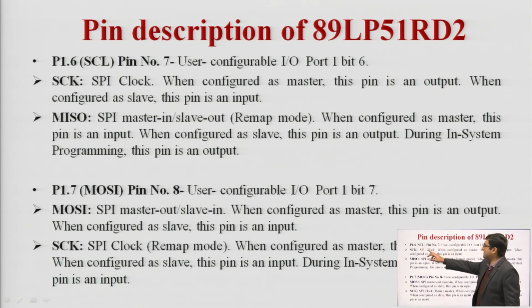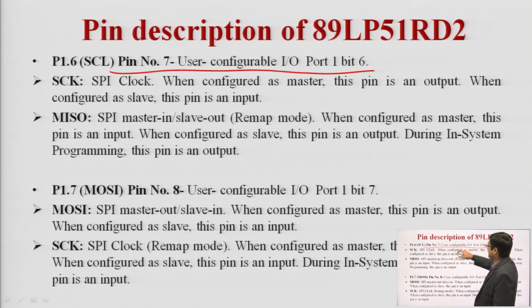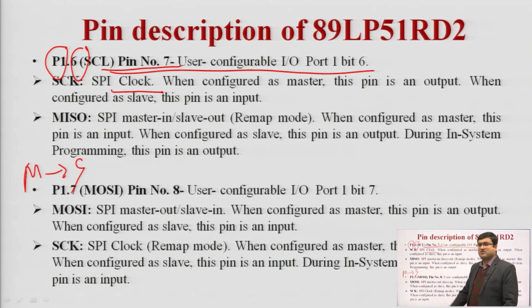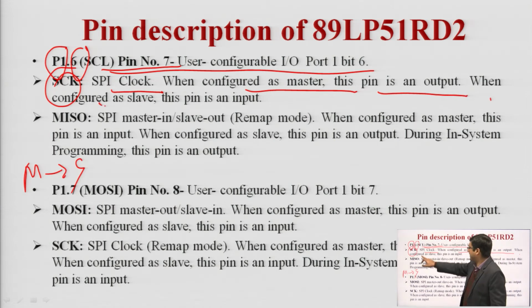Next one is P1.6, that is user configurable input output port 1 bit 6. Port 1 bit 6 is the system clock. We need a clock for the execution of the IC. So, the SPI clock: what should be the direction of the SPI clock? From the master to the slave. Why? Because the master is controlling things and providing the clock pulses to the particular slaves. So as system clock, when configured as master, this pin is an output, and when configured as slave, this pin is an input port.